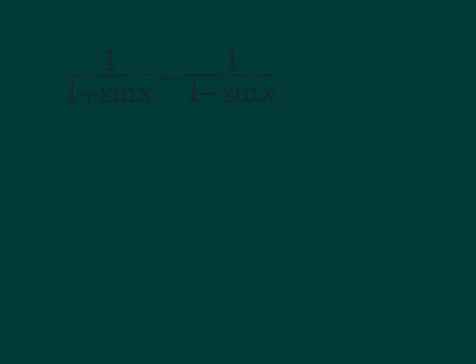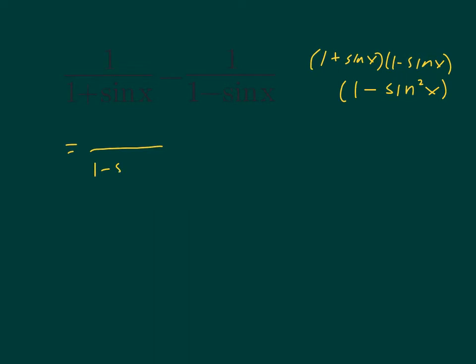On this problem, we're asked to simplify the expression 1 over 1 plus sine x minus 1 over 1 minus sine x. And what we want to do is first find a common denominator. They're both prime, but if we multiply 1 plus sine x times 1 minus sine x, we get a difference of two squares, 1 minus sine squared x, when we multiply them together to get our common denominator. So I'm just going to write each of these with our new denominator.